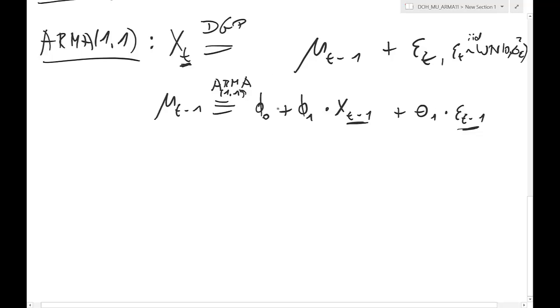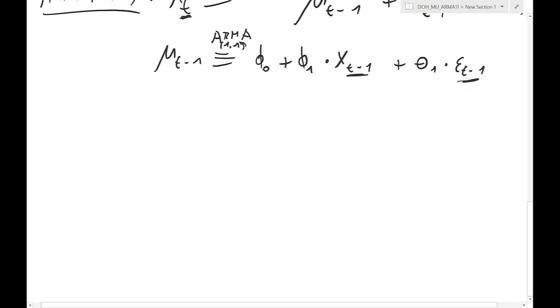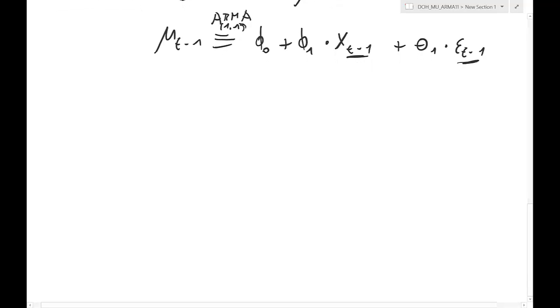In general, that is measurable as of t-1. Okay, great. That's the AR part and that's the MA part. These ones are not important, not necessary here. I just incorporate that.